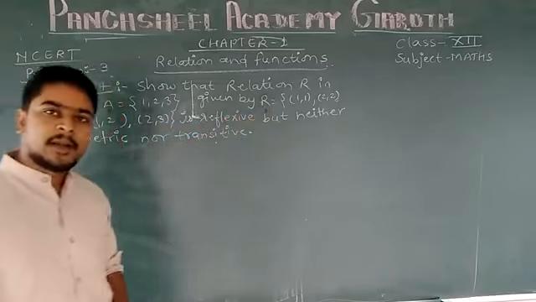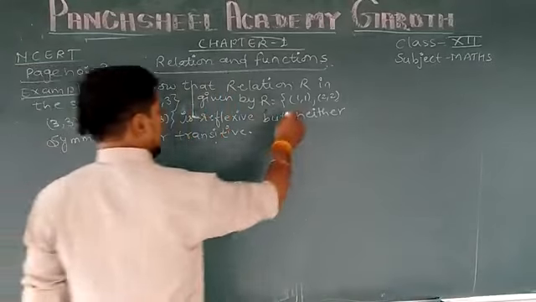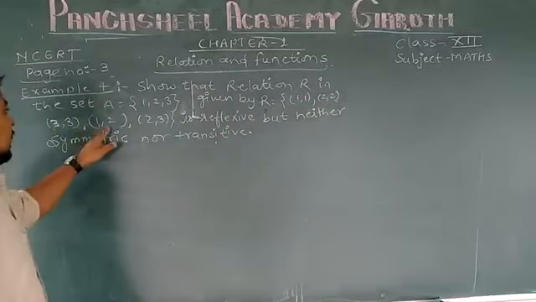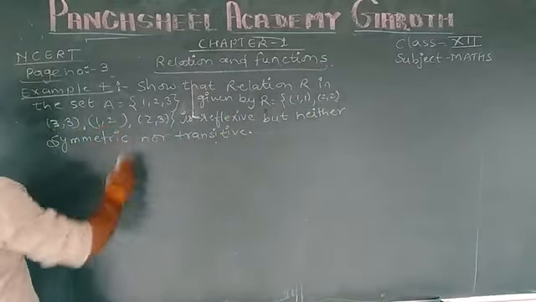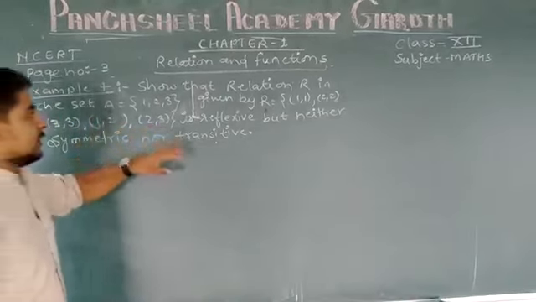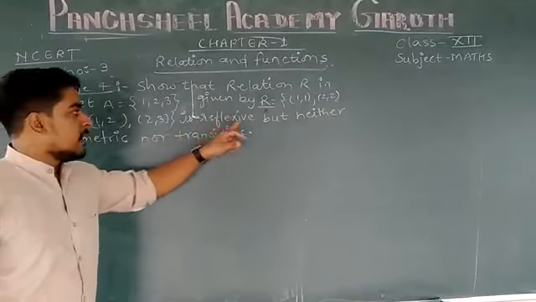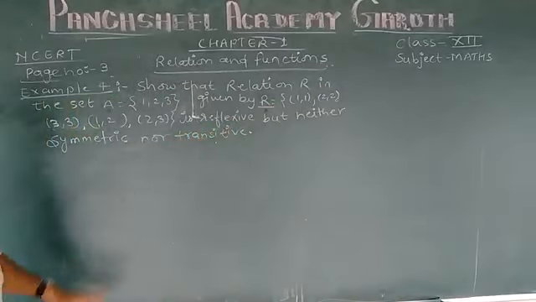the ordered pairs already given in the relation R. The ordered pairs are (1,1), (2,2), (3,3), and here (1,2) and (2,3). We have to prove that the given relation R is reflexive but neither symmetric nor transitive.